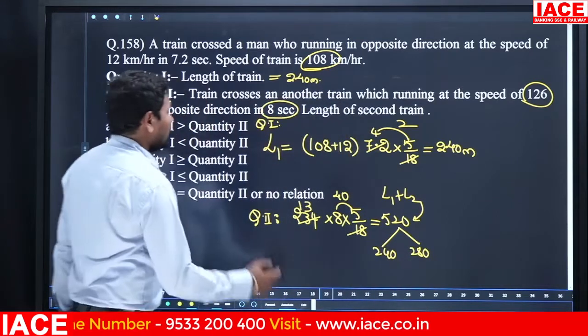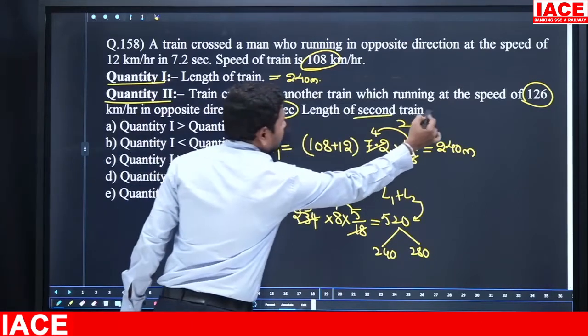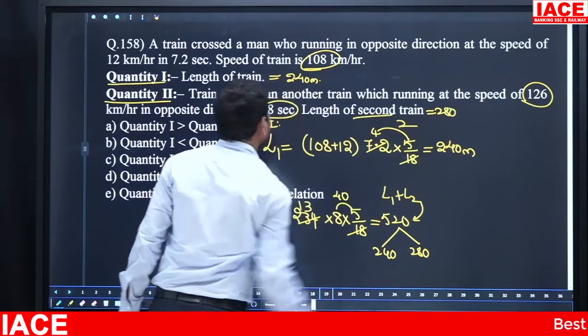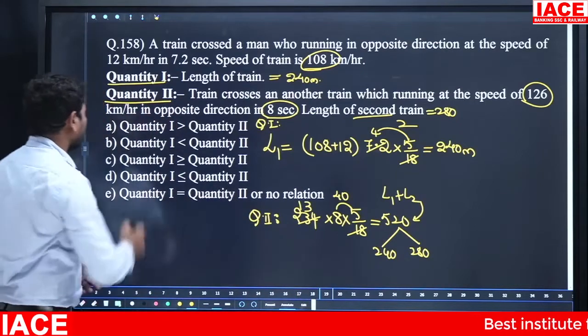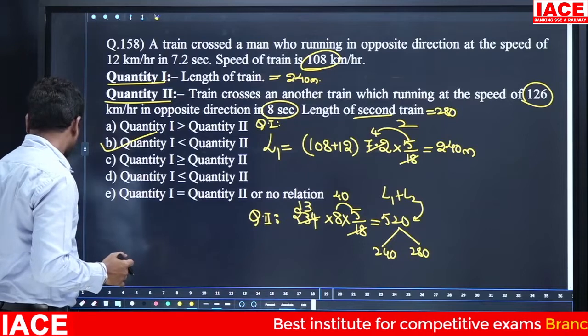Then 280 meters. How many meters? 280 meters. Then is quantity 1 bigger or quantity 2 bigger? They are asking the second train length. The second train length is 280 meters. Then the final answer is quantity 1 is less than quantity 2, option D.